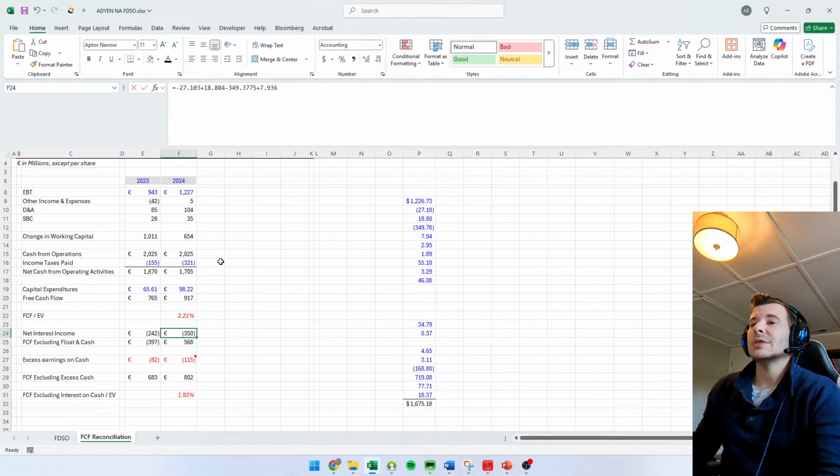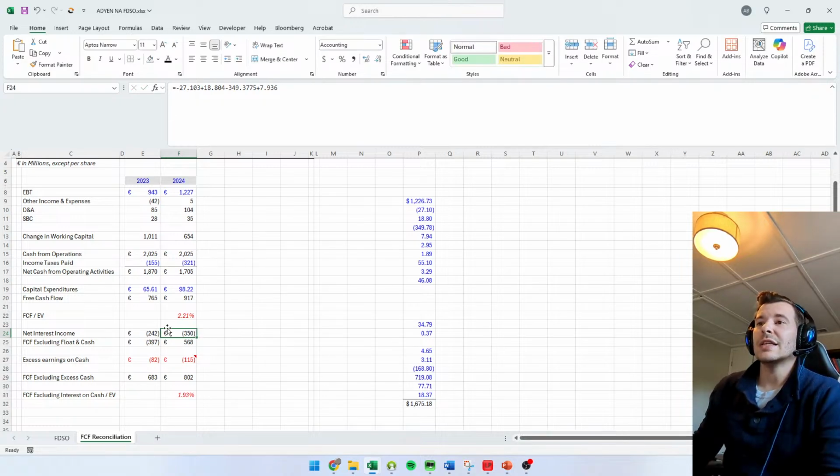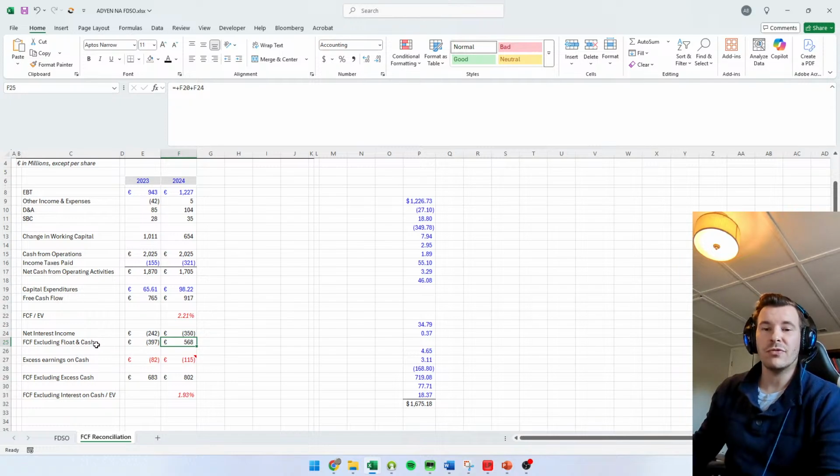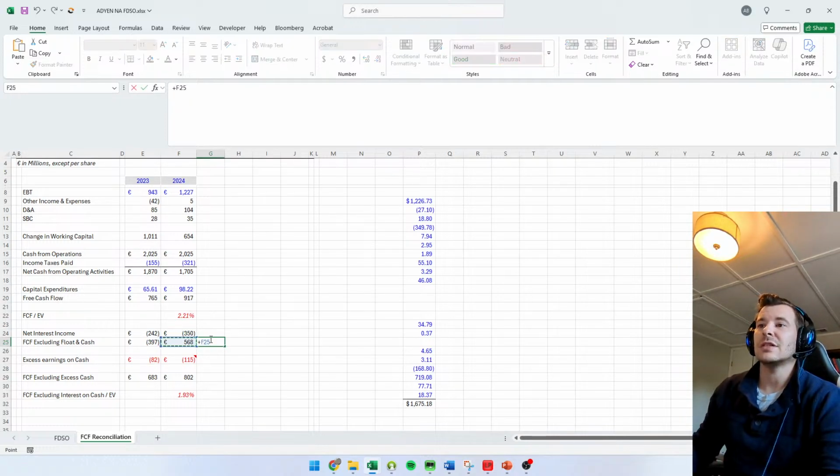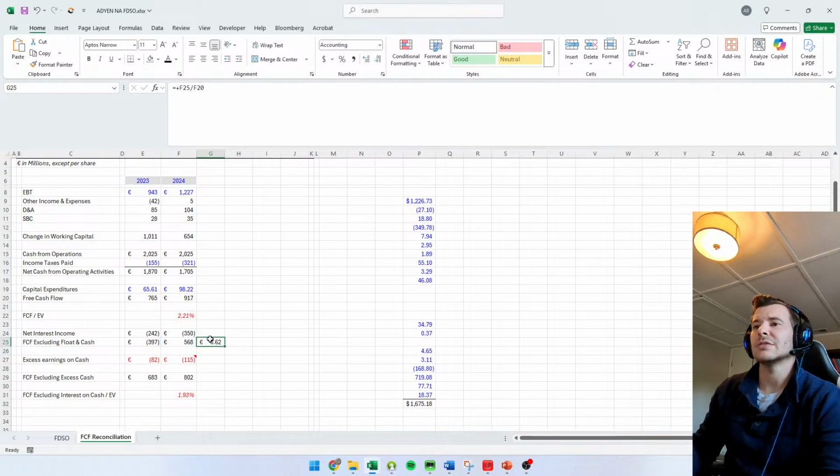Now, the other things we did, we looked at the net interest income here. And so the net interest income ended up being about $350 million. And so if we want to look at free cash flow excluding the float and cash, we could say, okay, the real free cash flow, excluding any benefits from float and any returns on the cash, is only 568. So that's significantly lower. Okay, 62%. So it's 38% lower. So that's a big difference.